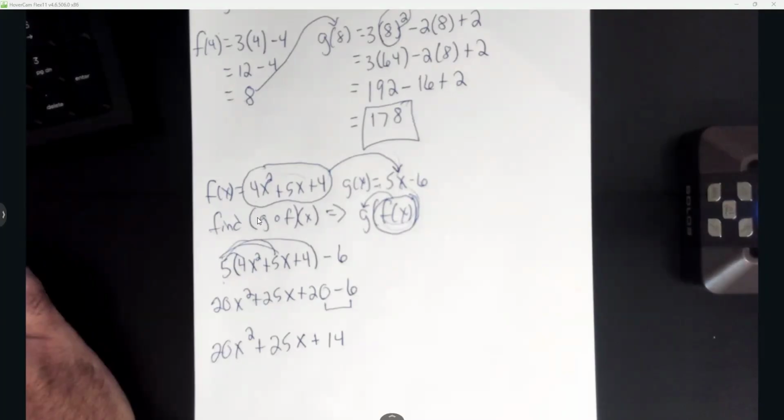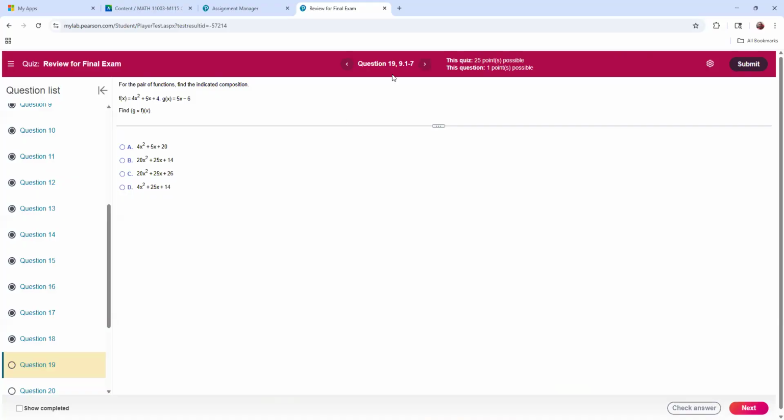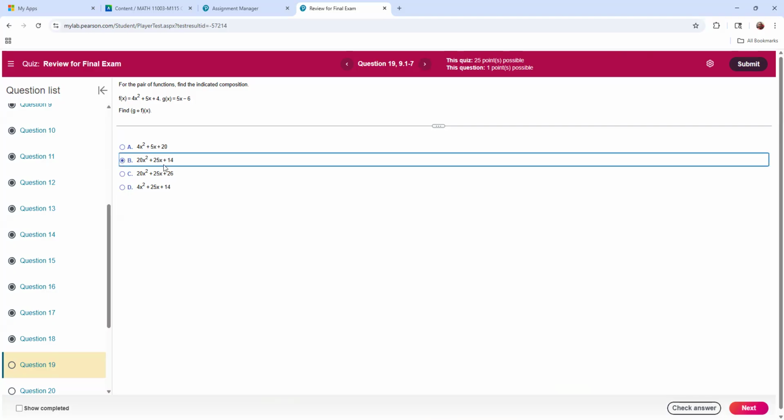So 20x squared. So it's either B or C. 25x. They both got that. Oh, look what they did. I want B, but C, instead of subtracting the 6, it looks like they added the 6. So be careful, okay? And look at all 3 terms of those to make sure.